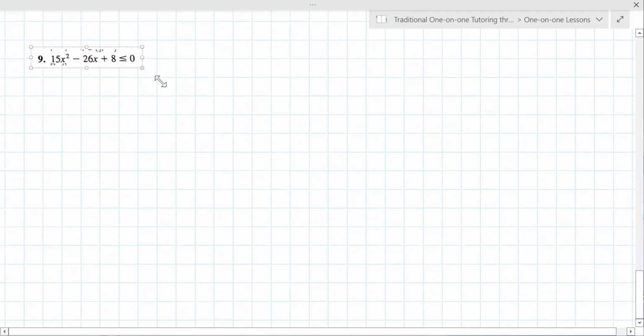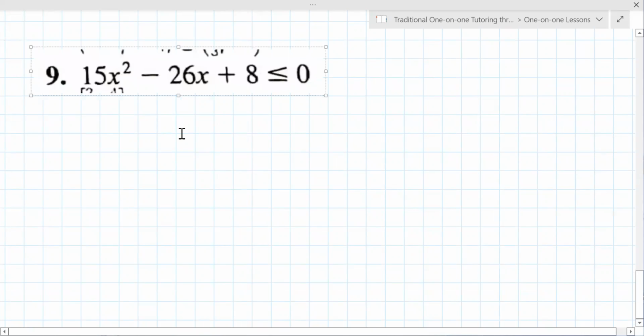All right, number 9. 15x squared minus 26x plus 8 less than or equal to 0. Notice that the right-hand side is already 0, and that's good, so we don't have to move anything. This is the harder factoring. The first thing you always look for is a greatest common factor, and this does not have one. There's nothing that goes into 15, 26, and 8 besides 1. So unfortunately, there's nothing we can do there.